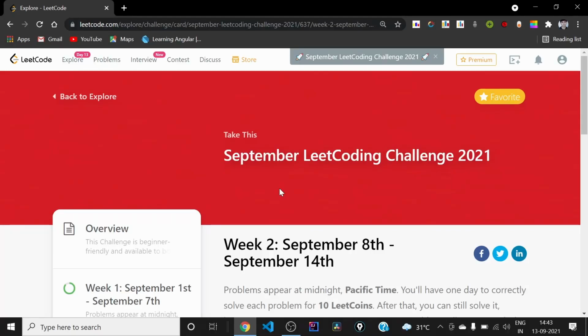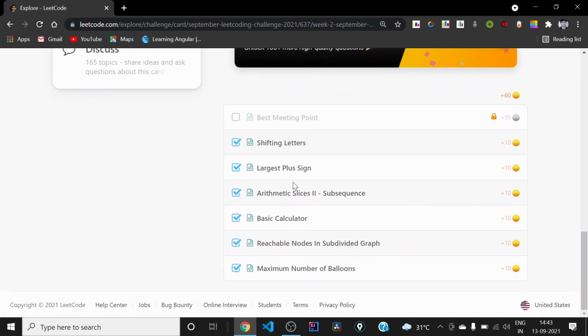Hi everyone. So today is day 13 of the September LeetCoding Challenge 2021, and on this day we have to solve this problem, Maximum Number of Balloons.